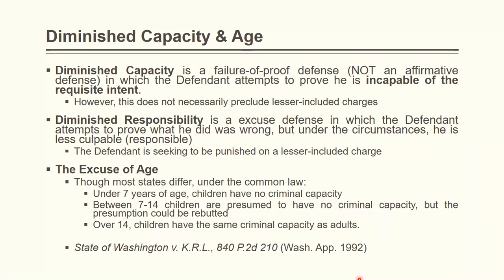We also have diminished responsibility. So this is an excuse defense in which the defendant attempts to prove that what he did was wrong, but under the circumstances, he is less culpable or responsible. Right? So again, here the defendant is seeking to be punished on a lesser included offense. Right? So you're like, yeah, I did it, it was wrong, but I'm not as responsible as somebody who sits down and really premeditates something.